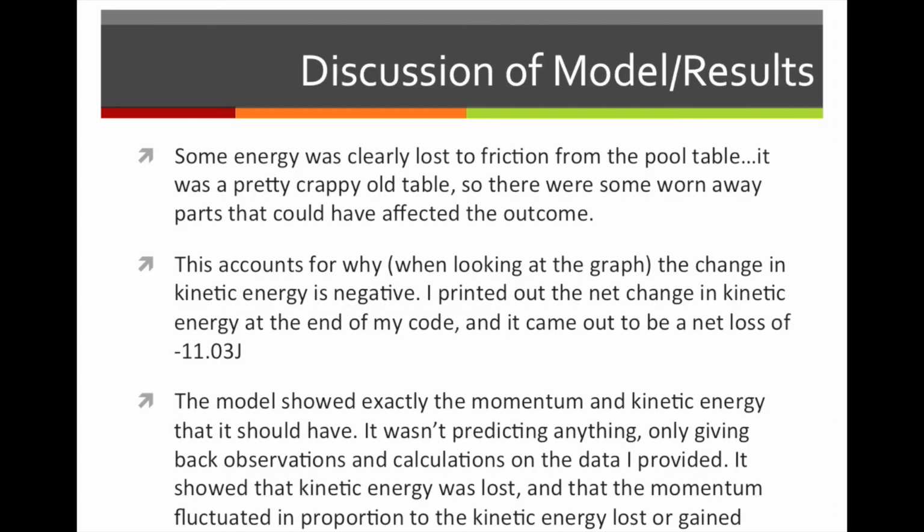Some of the discussion of that is some of the energy was clearly lost to friction from the pool table. It was a pretty crappy table, so there were some worn away spots that could have accounted for some loss in energy and friction. So this accounts for why, when we're looking at the graph, the change in kinetic energy is going to be negative. At the end of my code, I also printed out the change in kinetic energy for the entire system, and it showed that it was negative 11.03. So that much energy is being lost from the system, which I'm assuming to be friction or some other drag force, like air resistance.